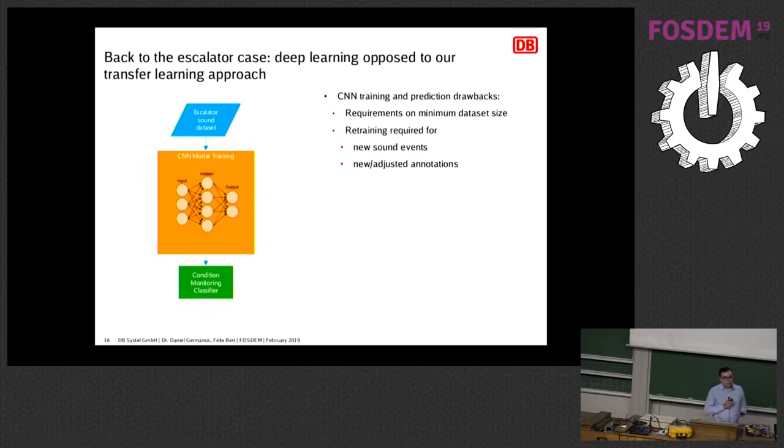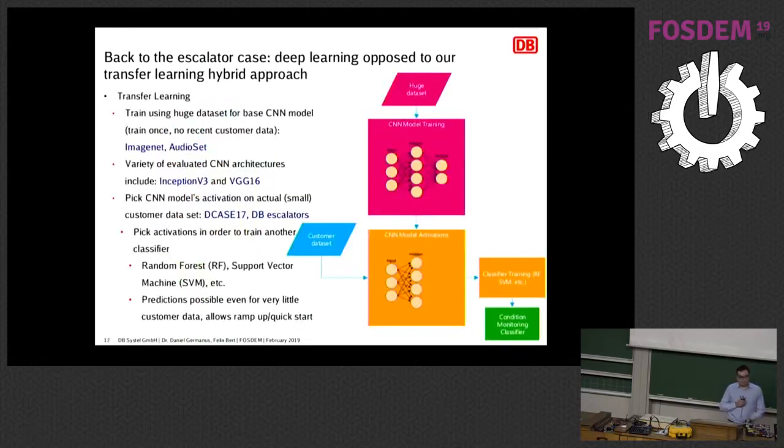And a problem we have there is also, let's say we find out there's a new failure state, and we don't have the data for it yet. Maybe we only have a few samples, and that's also a use case we want to use transfer learning for. And here I give you an overview of how we are using transfer learning.